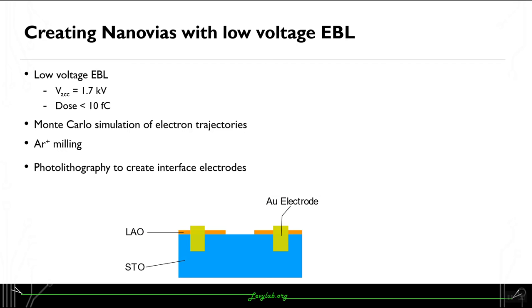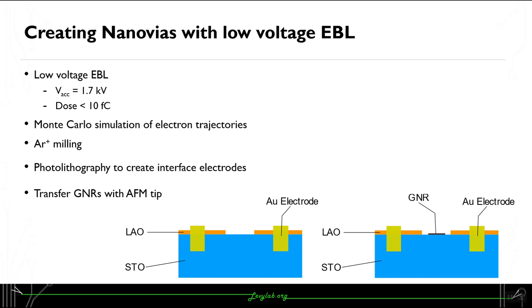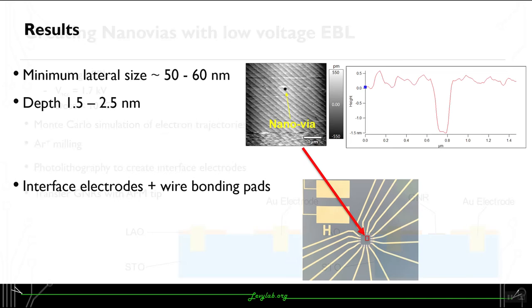Once we create these nanovias, we then create metal electrodes that contact the interface. Then we can transfer GNRs or any other desired material and perform direct electrical measurements on them. So far, we managed to bring the sizes of these nanovias down to 50 nanometers. The depth of these holes ranges between 1.5 and 2.5 nanometers, which is less than 1 nanometer below the interface. We also managed to create metal interface electrodes and wire bonding pads around the regions containing these nanovias in our sample.